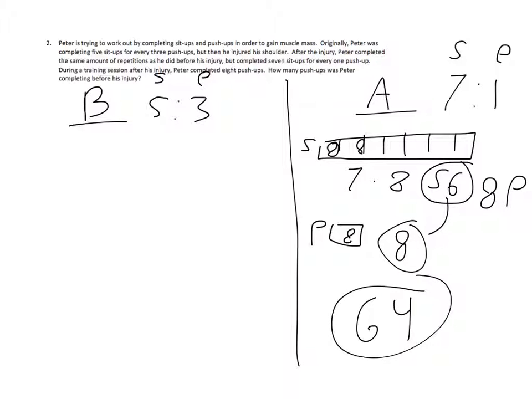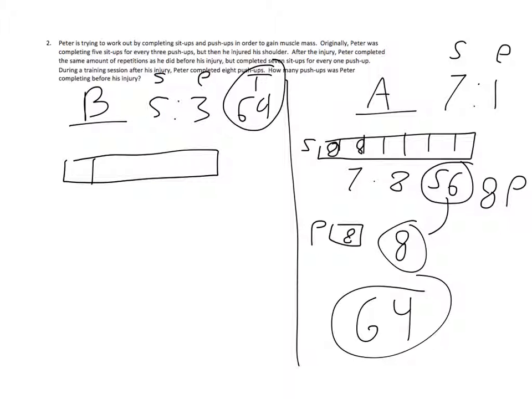Okay, repetitions. So if he's doing 64 repetitions after, well, he's going to be doing 64 total here. So if he's doing 64 total before, now we can split it up to see how many push-ups he was doing. Well, we can again use our tape diagram. So you'd have 5 sit-ups, and then 3 push-ups. Now, that's 8 total reps, 5 with the sit-ups, 3 with the push-ups.